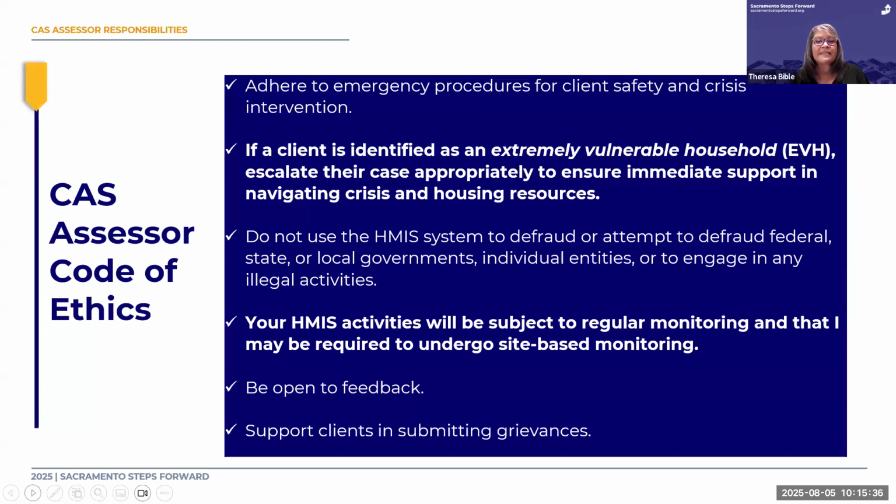Please adhere to emergency procedures for client safety and crisis intervention. If a client is identified as an extremely vulnerable household, an EVH, escalate their case appropriately to ensure immediate support in navigating crisis and housing resources. And we'll talk about EVH and how to do those type of referrals and how to escalate them a little bit later. Do not use the HMIS system to defraud or attempt to defraud federal, state, or local governments, individual entities, or to engage in any illegal activities. Your HMIS activities will be subject to regular monitoring, and you may be required to undergo site-based monitoring. Please be open to feedback and support clients in submitting grievances. Next slide.